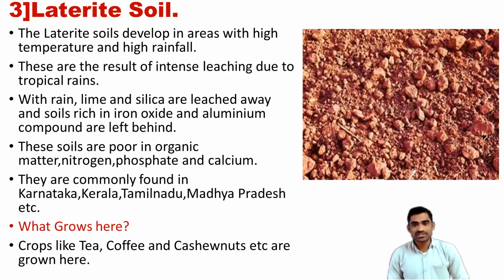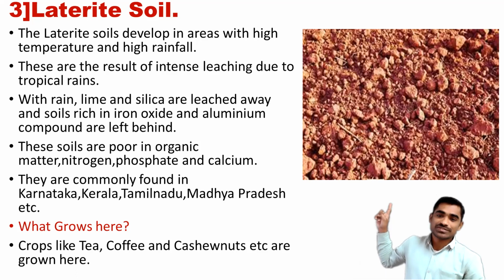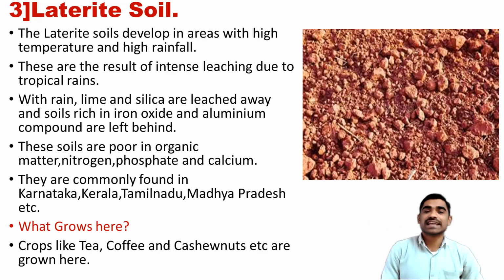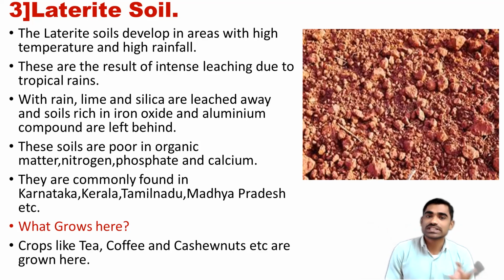As you can see, the image is clear on the screen. It is a little reddish type of soil, which means it has a little red color. This type of soil is called laterite soil. With respect to location, while learning about soil, we need to see 3 points. The first one is the location, the second is a few features of that soil, and the third is what grows in this type of soil.